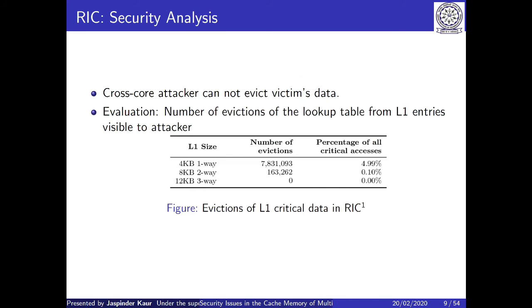The experimental section of this paper shows that if there is an L1 cache of size 12 KB with associativity of 3 ways, then this cache is enough for an L1 hit for all the critical accesses. That means for all the critical accesses there will be a hit in L1 and no need to go to L2. Hence, it will be difficult for the attacker to observe the access behavior of the victim application. So this is the basic concept of the paper RIC.